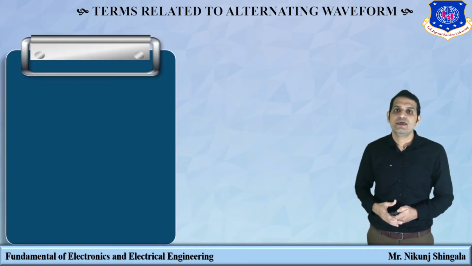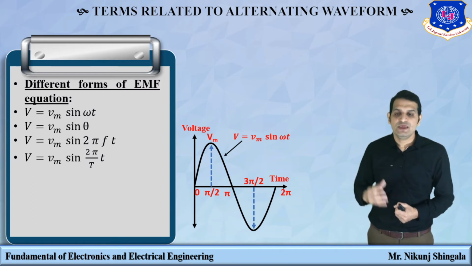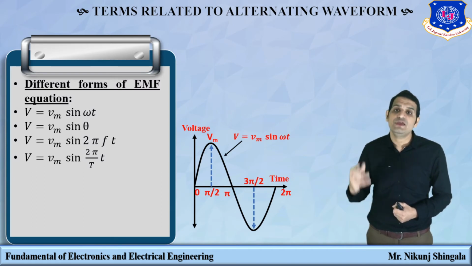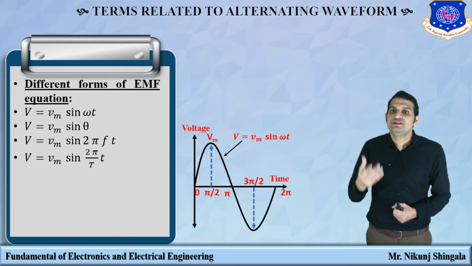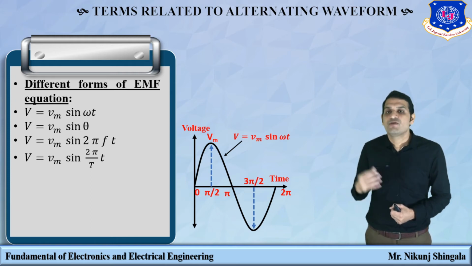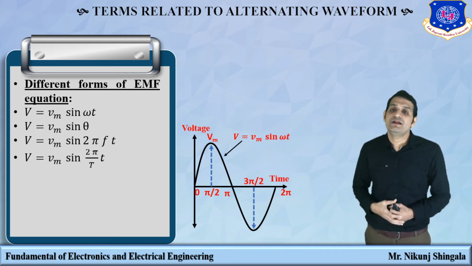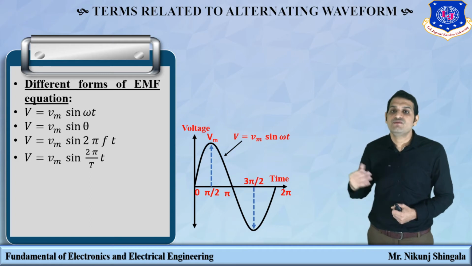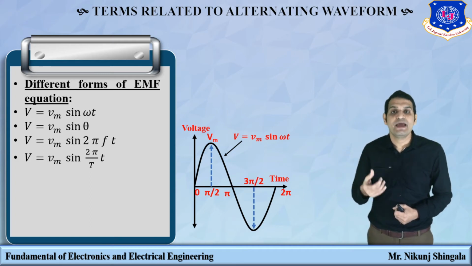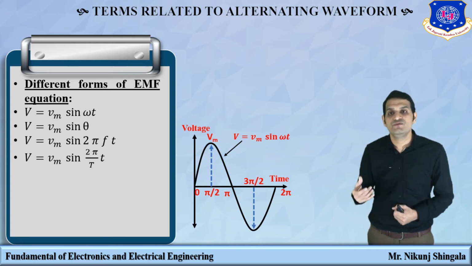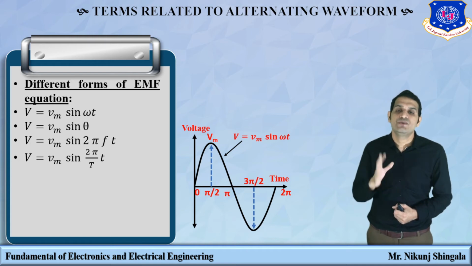The next one is different forms of the EMF equation. How can we represent the EMF equation in different forms? It can be represented by V is equal to Vm sin omega t, E is equal to Em sin omega t, or instead of omega t we can also write theta. So V is equal to Vm sin theta, where omega can also be represented by 2 pi f, that is angular frequency. So we can write V is equal to Vm sin 2 pi f t, where f is 1 over T. So we can write V is equal to Vm sin 2 pi by T into t.